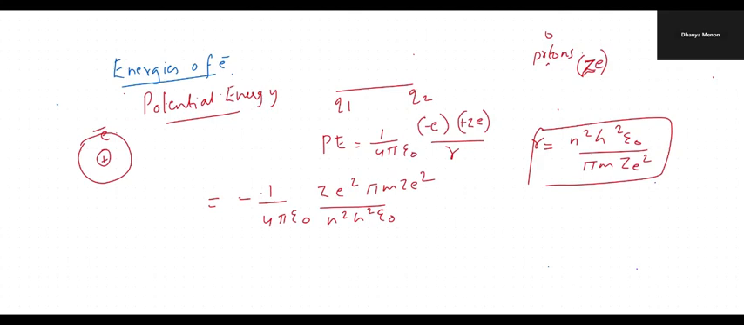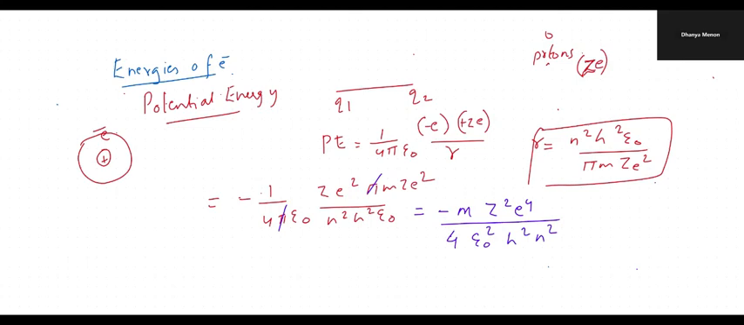So here I can cancel the pi. I can cancel the common terms, and it comes to minus m Z square e raised to 4 by 4 epsilon naught square h square n square. Okay, so I got this value.